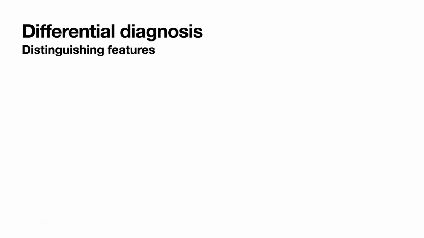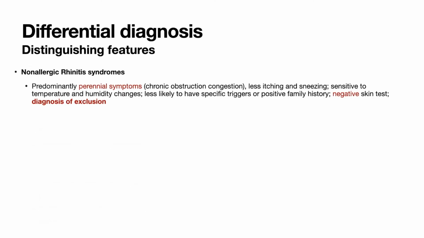It is also important to consider a few differential diagnoses. The first are a cluster of syndromes termed non-allergic rhinitis. Perennial symptoms are predominant, and irritative symptoms are rare. A patient might be sensitive to temperature and humidity changes, but specific triggers are often absent, and allergy tests are negative. This is a diagnosis of exclusion.